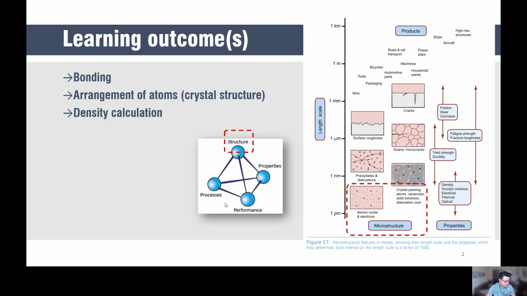So let's just begin the journey. The learning objective today is going to be bonding, arrangement of atoms, crystal structures. And by the end of this lecture series on this chapter, you will learn how to calculate density, which is a material property, for different types of material with different types of crystal structures. So we're now really going into talking about the fundamentals of how atoms are being bound together and arranging each other. Okay.